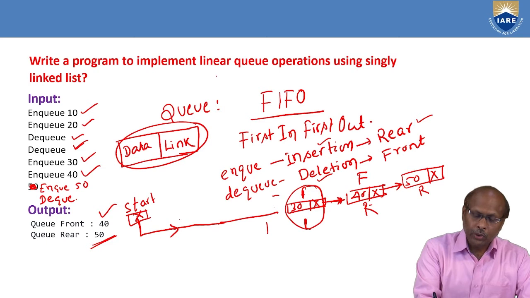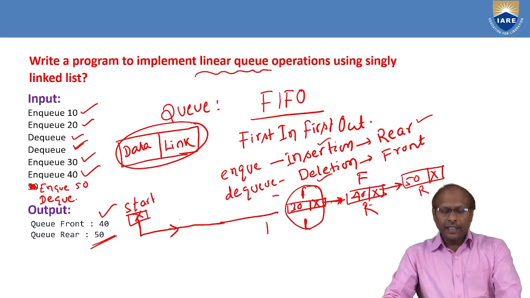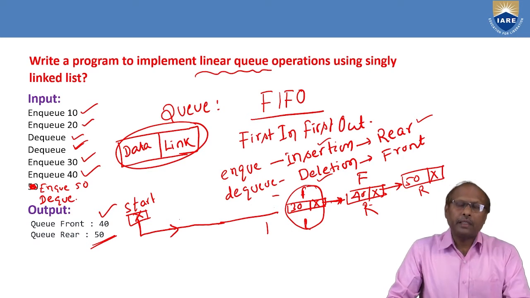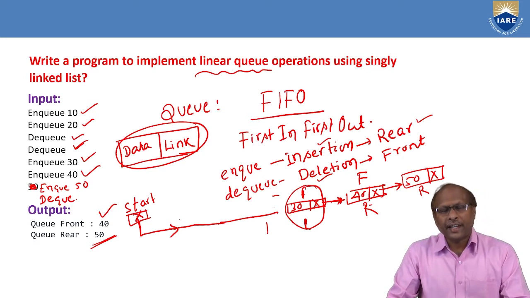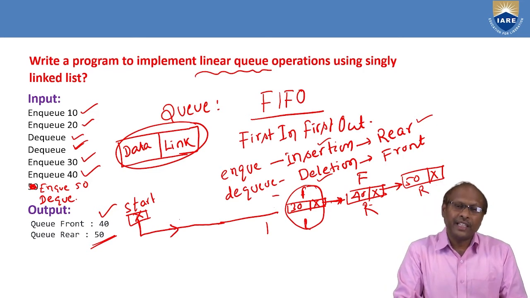So this is what type of queue? It is a linear queue. Generally this linear queue you can implement in various ways. Using a normal array you can do it, or using a linked list also you can do it. So today we will see how to implement this linear queue using a linked list.